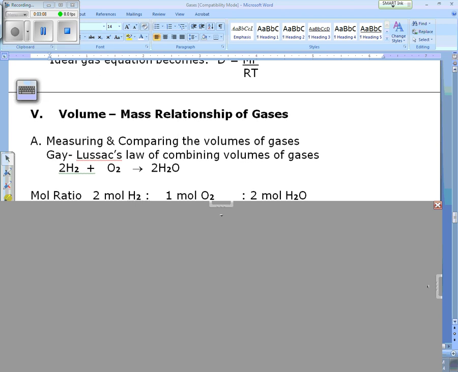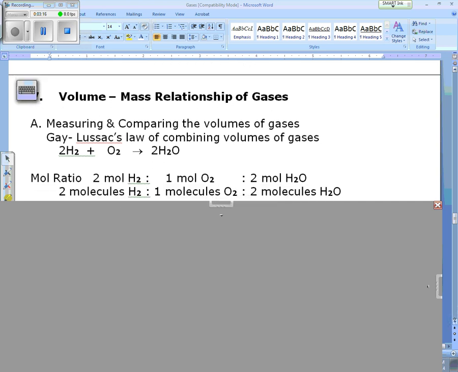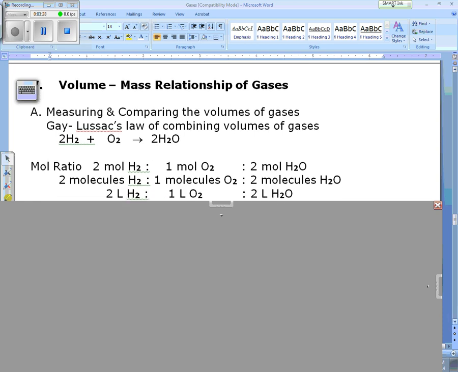We can go from 2 moles of hydrogen combining with 1 mole of oxygen to form 2 moles of water. We can also make that into molecules: 2 molecules of hydrogen react with 1 molecule of oxygen to form 2 molecules of water vapor. Same thing we can do with volume. As long as they are all gases and we're not changing any conditions, 2 liters of hydrogen gas combining with 1 liter of oxygen gas is going to give me 2 liters of water vapor. So that is your volume ratio.